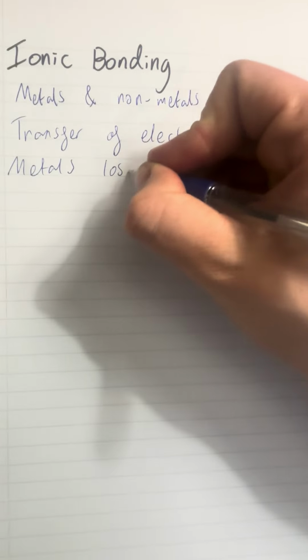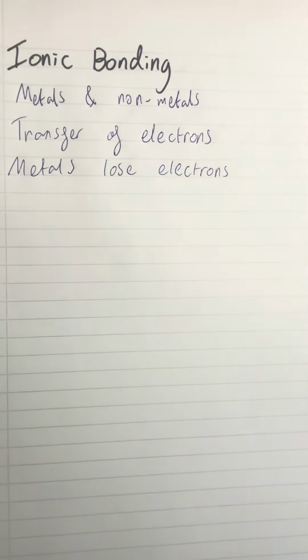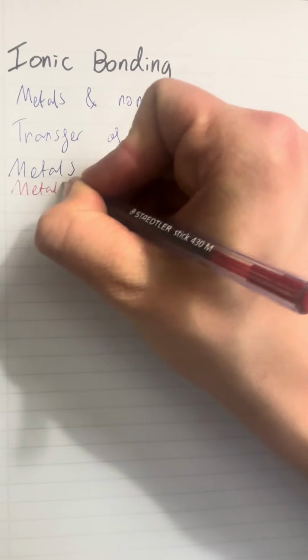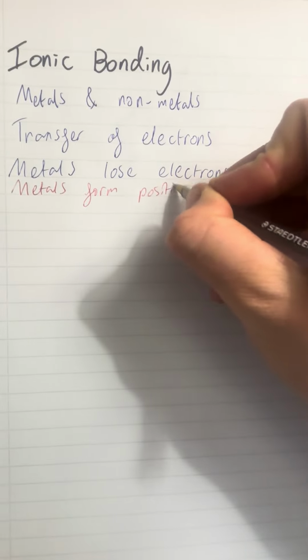Metals lose electrons. Another way of saying that is metals form positive ions. Great.